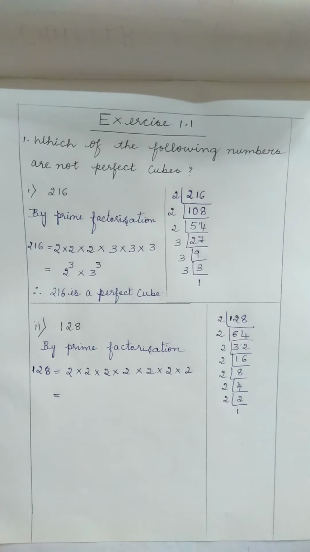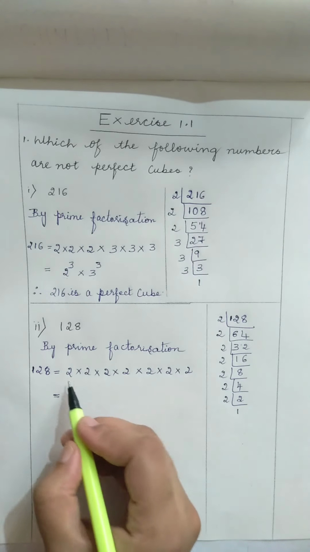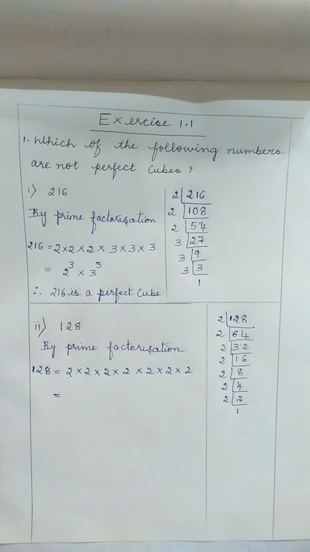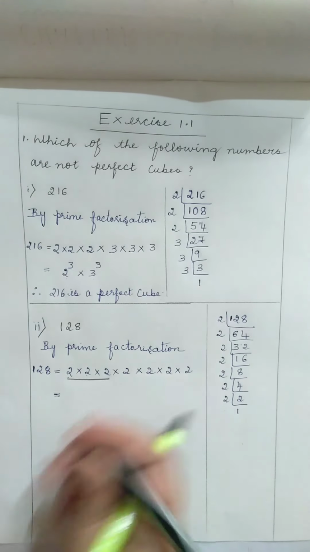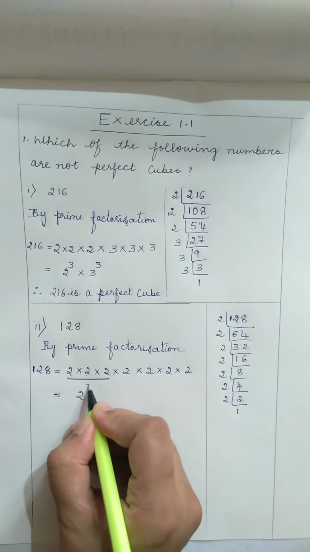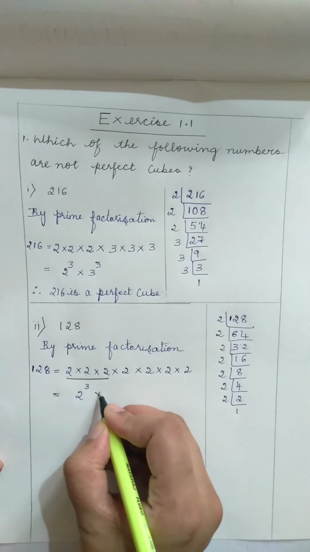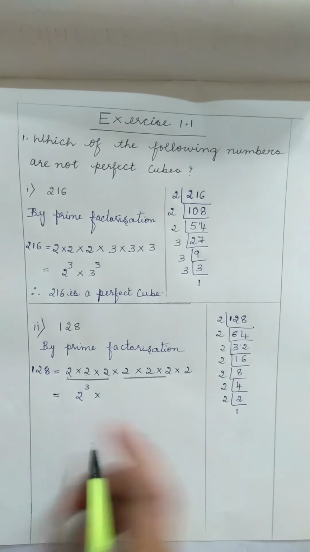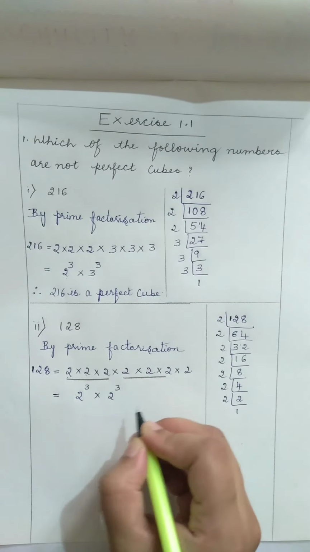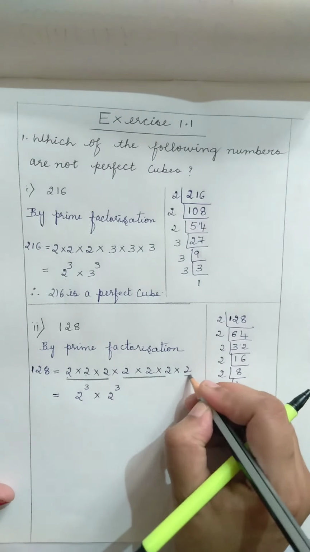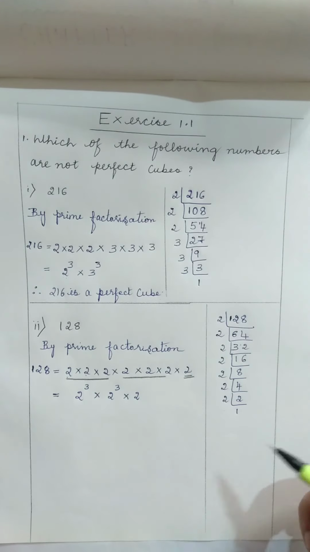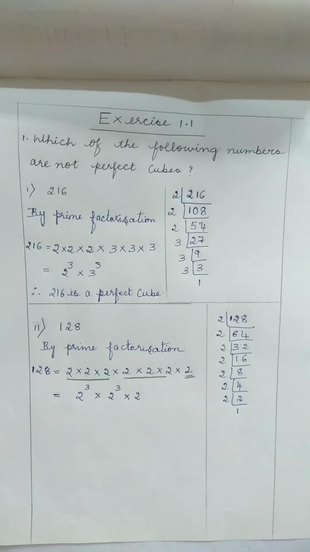Since it is a cube, 3 digits form one group. So 2 into 2 into 2, this is one group, so we got here 2 cube. Then another group, 2 into 2 into 2, again we got 2 cube, but in the last group we have only one 2. Therefore here 2 is left without making a group of 3.